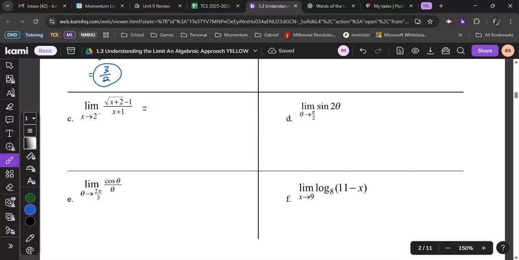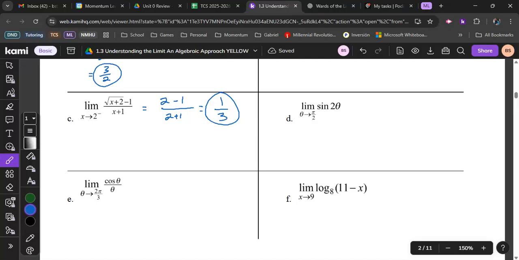Yeah. So I'm going to plug it in. That's going to be the square root of 2 plus 2, which is square root of 4, which is 2, minus 1 over 2 plus 1, which means I'm going to get 1/3. You feeling good? Let's see if you still feel good when we do some trig.